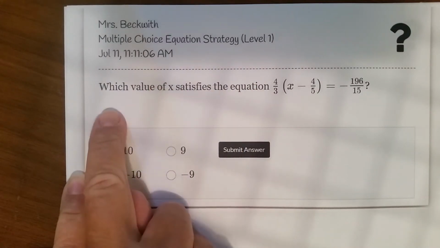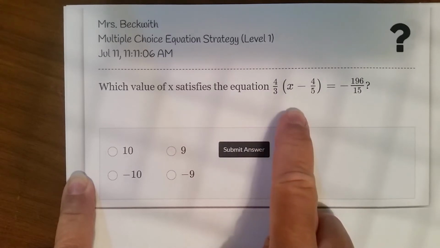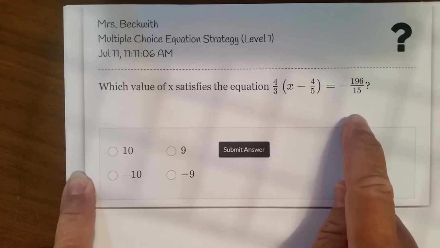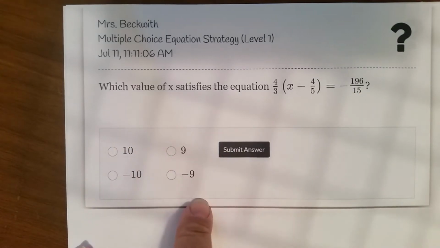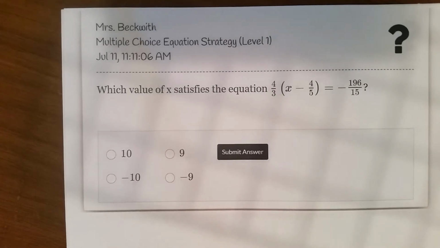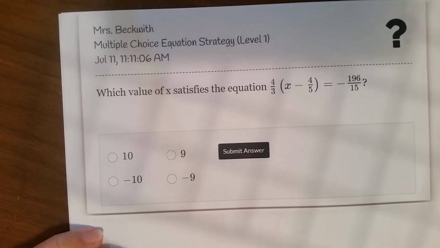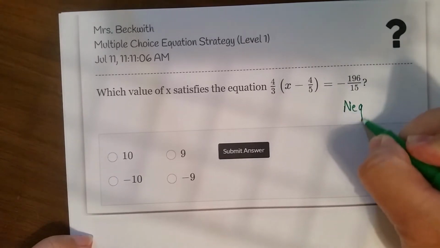Okay, so the problem says which value of x satisfies this equation? 4/3 times x minus 4/5 equals negative 196 over 15. Okay, now when you have multiple choice, there's a strategy we can use. And what I notice here is that my answer is a negative. So my answer is a negative.